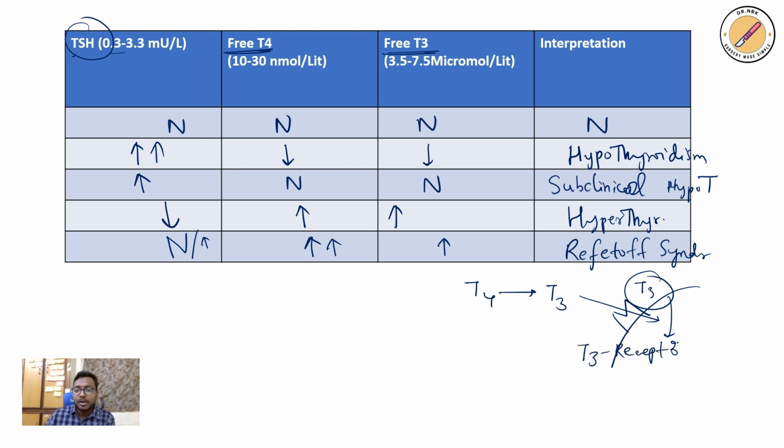So end receptor resistance. So what happens now? T4 will be becoming more into T3. That means T3 will be increasing more and more. So T4 may be mildly raised also. So body thinks that there may be decreased thyroid hormone levels. That is why TSH will try to compensate a little bit. It may be a little mild increase or it can be normal also. Okay. So this is the interpretation of basics of thyroid profile.